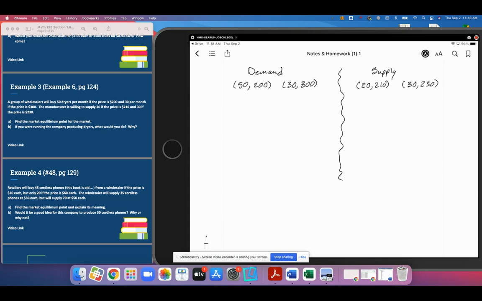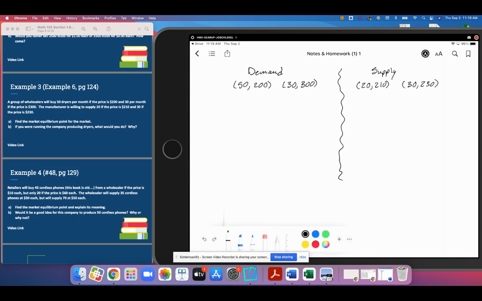So you can see with those last set of points for each side, everyone, that the person demanding them is saying, hey, I will buy 30 of them if the price is 300, and the supplier is saying, hey, I will supply 30 if the price is 230. And so the person demanding them here would actually get a really great deal if it was to go that way, but it's not going to go that way. We're going to find market equilibrium for this. Let's get right to it.